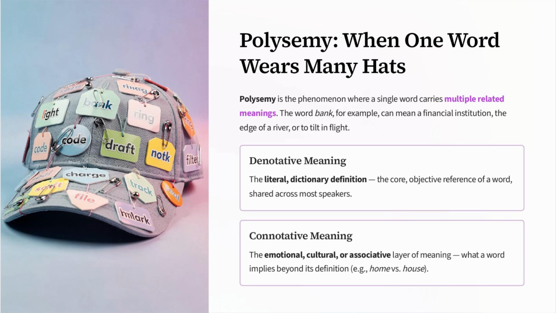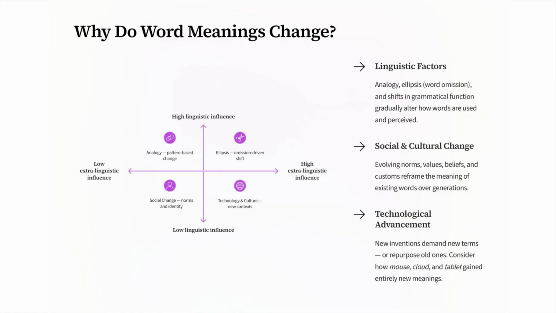The slide also introduces two important types of meaning: denotative meaning and connotative meaning. Denotative meaning is the literal, dictionary meaning of a word. It is the core reference shared by most speakers. Connotative meaning is different. It includes emotional, cultural, and associative shades of meaning. For instance, the words home and house may refer to a place of living, but home often carries warmth, emotion, and personal attachment. Understanding polysemy and these layers of meaning helps us explain why words can be powerful, flexible, and sometimes ambiguous.